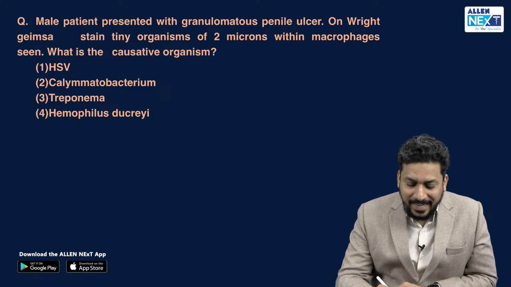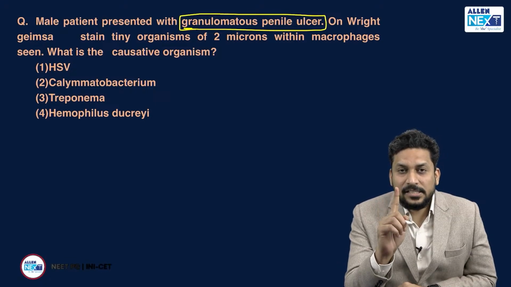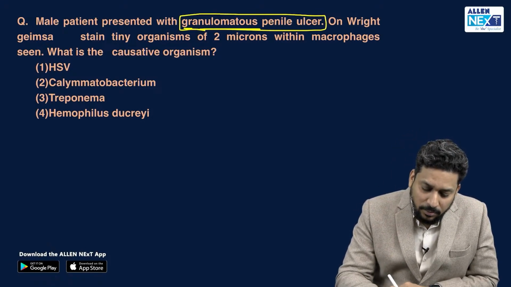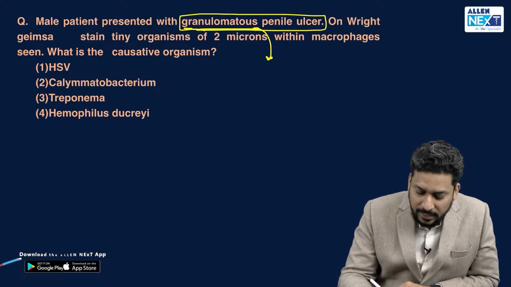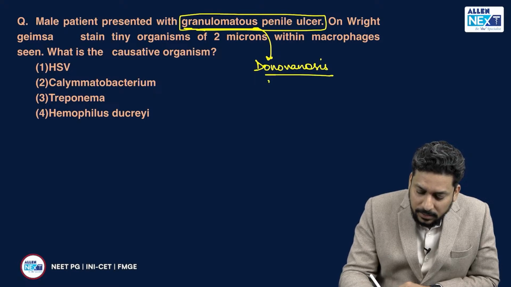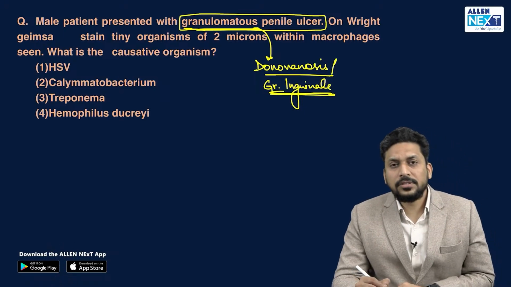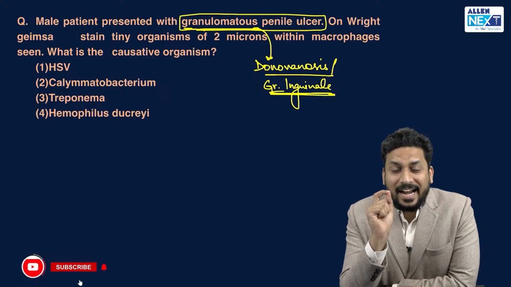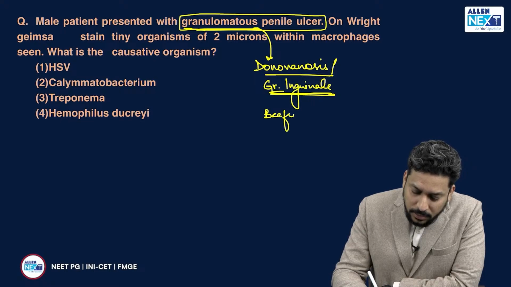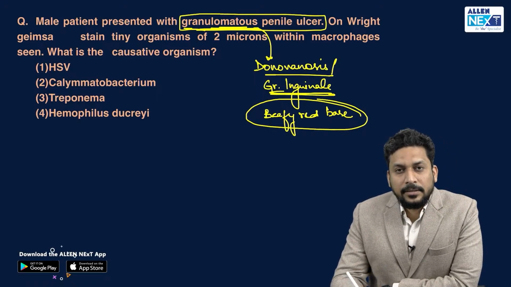A male patient presented with a granulomatous penile ulcer. So if you recall, just now we discussed that a penile ulcer which has a very red granulomatous base is seen in, yes, donovanosis, that is granuloma inguinale. So in donovanosis or granuloma inguinale, a granulomatous, that is red, beefy red base, this is the term which is commonly used, is seen in the genital ulcer.